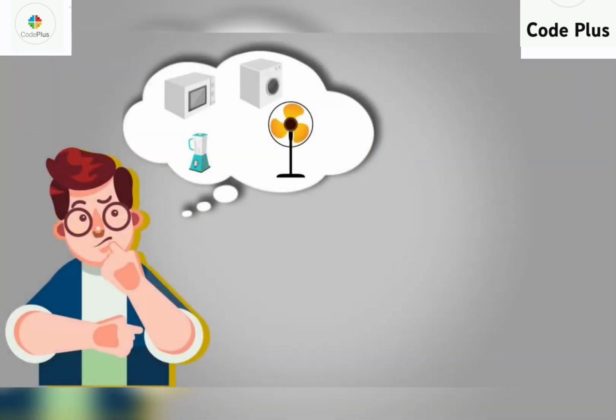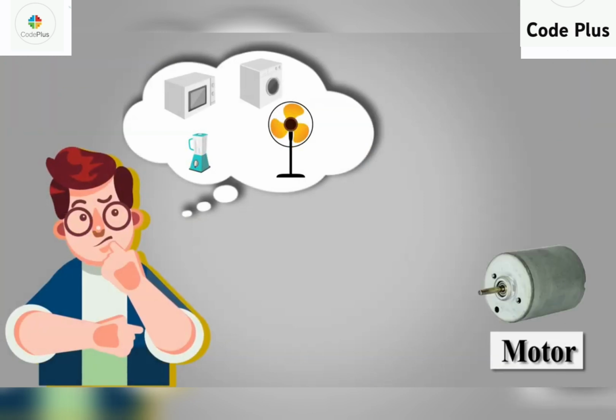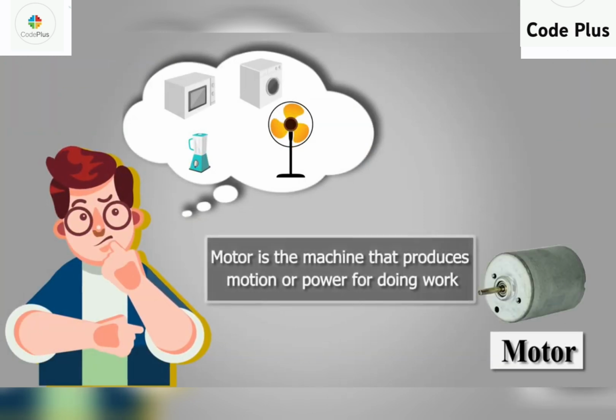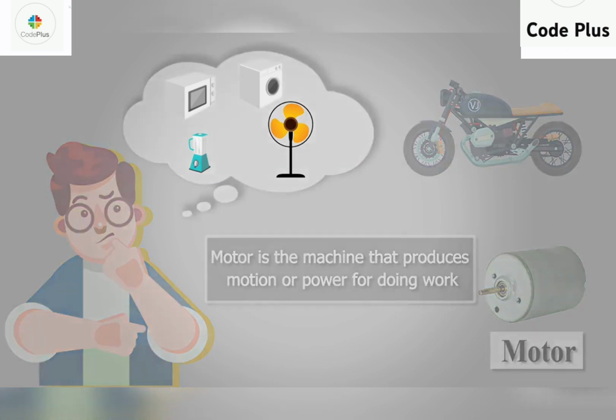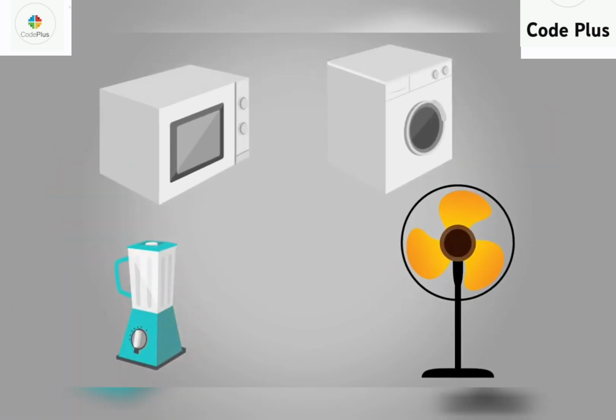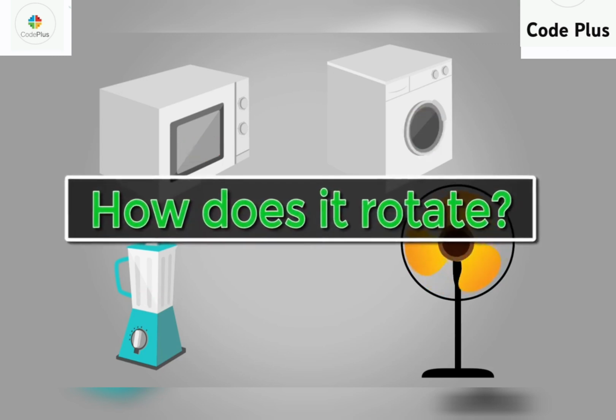Have you ever heard about the word motor? Yes friends, you are right. Motor is the machine that produces motion or power for doing work, such as a motorcycle. But you must be wondering how it connects to electricity then. Okay, let's have a look at these images again. Do you find anything else common between them? The common aspect is that they have a certain part which rotates. But how does it rotate?